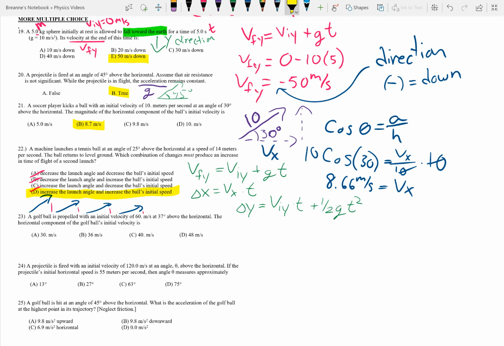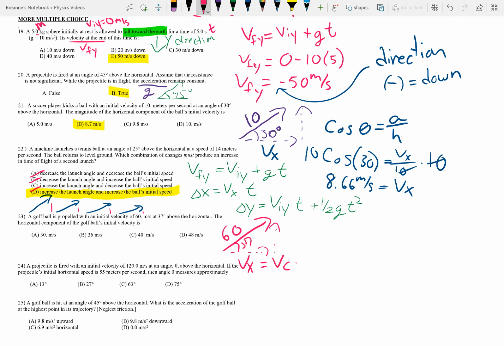A golf ball is propelled at an initial velocity of 60 meters per second at 37 degrees above the horizontal. The horizontal component of the ball's initial velocity is... Since it's at an angle, we're going to have to make a triangle. So this is 60, our angle is 37, and we're looking for our horizontal component. So again, that's cosine.